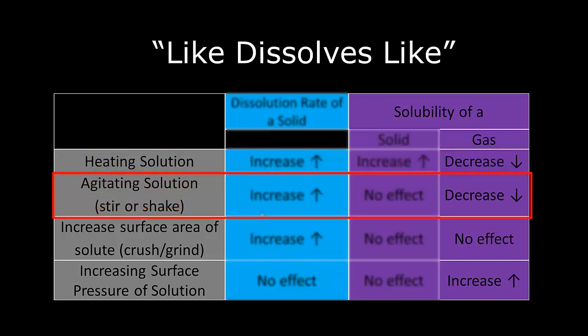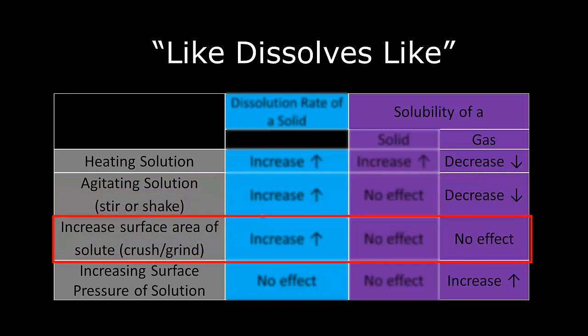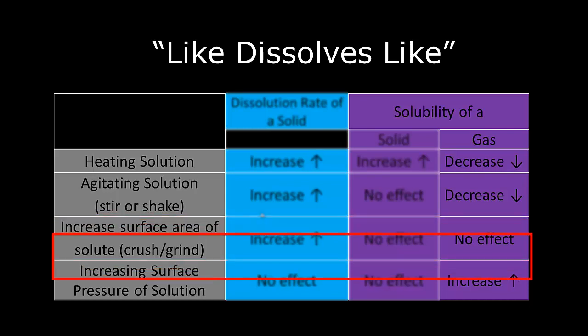Okay, agitating it. If you take a Coke and you shake it up, the gases will come out, so that decreases the solubility of a gas. The gas will come out of solution. You see more bubbles. Increasing the surface area of a gas has no effect. No effect at all by crushing or grinding gas, which is kind of odd, which you can't do.